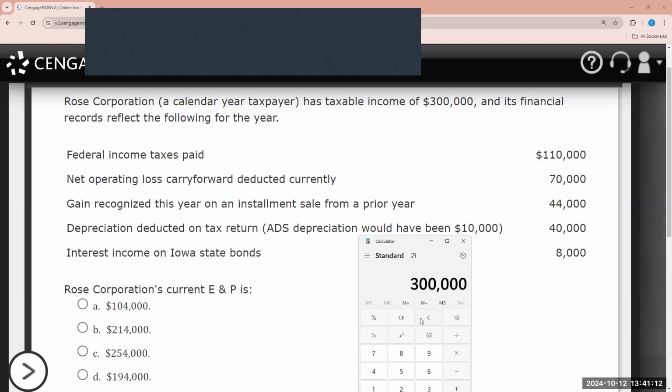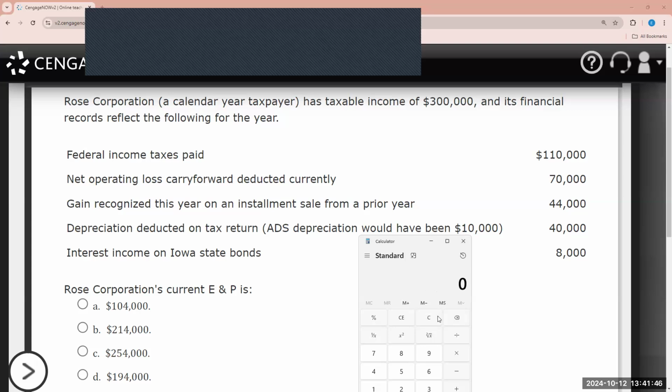So how do we determine this? We start off with federal income taxes paid. This is money that's being paid out, $110,000. The net operating loss, we're going to add that amount back. The gain recognized from the prior year installment sale is going to be subtracted, $44,000. The excess of depreciation deducted on the tax return over the ADS depreciation is added back. So we add back the $30,000.